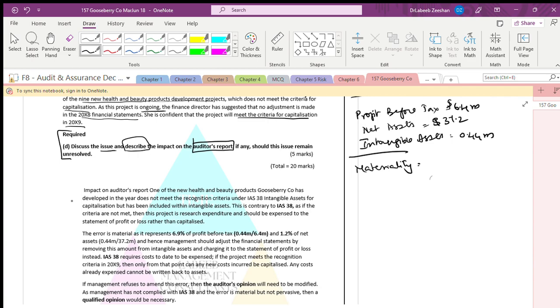We have to see when you are talking in terms of profits, the range is maximum 5%. When talking about sales, the range is maximum 1%. When talking in terms of net assets, the range is 2 to 5% as per the ACCA guidelines. Okay, as per the ACCA, what it says, what we have to do. What is the impact? The impact on auditor's report.